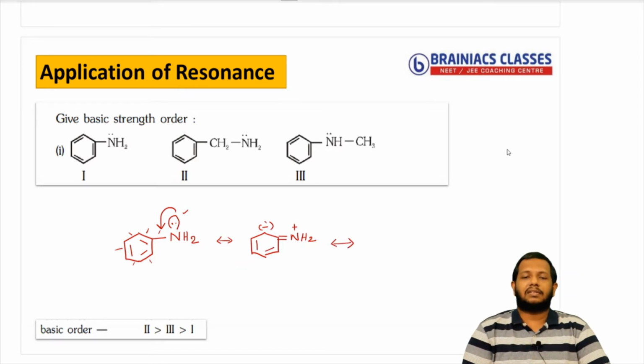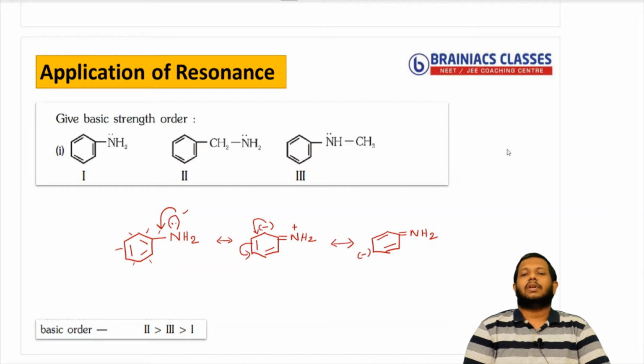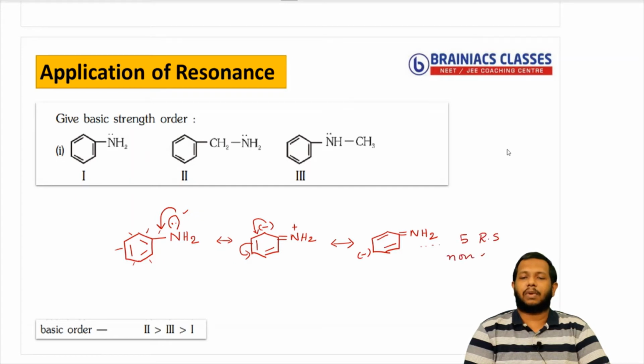Again, this can form a bond here, so this will get repelled and this forms a minus charge here. I hope I have already taught you how to draw resonating structures. I am not drawing the complete one, just to show you how this is happening. A double bond is formed here, then this will get repelled and you have a minus charge here, and there is another double bond. Like that, if you see, 5 resonating structures are possible, but all are non-equivalent.